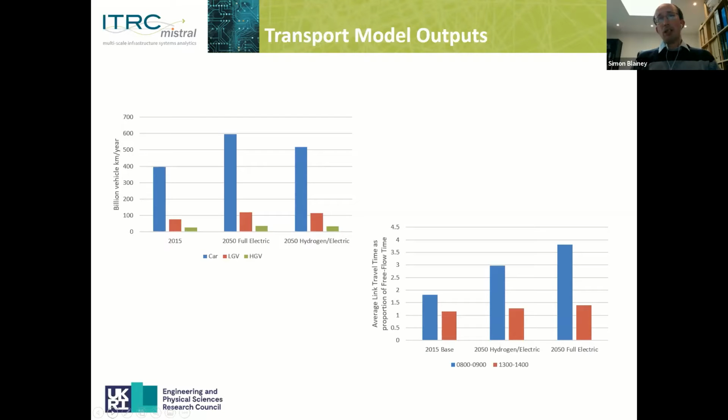But it's worth noting that if you do change from a high tax fuel to a low tax fuel, so petrol and diesel to electricity and hydrogen, this is likely to have a substantial negative impact on congestion unless you do also take parallel steps in terms of transport demand management.